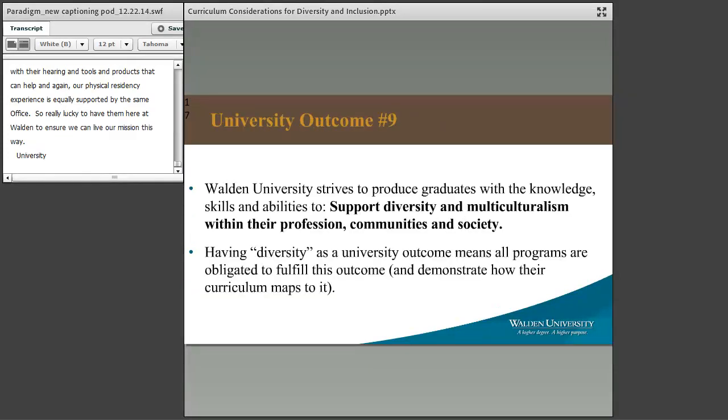University outcome 9, not that you can pick a favorite, but number 9 is really super important to us and to me. Walden University strives to produce graduates with the knowledge, skills, and abilities to support diversity and multiculturalism within their profession, communities, and society. So this is a promise we make as an institution. Our students are promised that we are going to ensure that they will be able to work, navigate, and professionally contribute to their professions through the lens of diversity and multiculturalism.